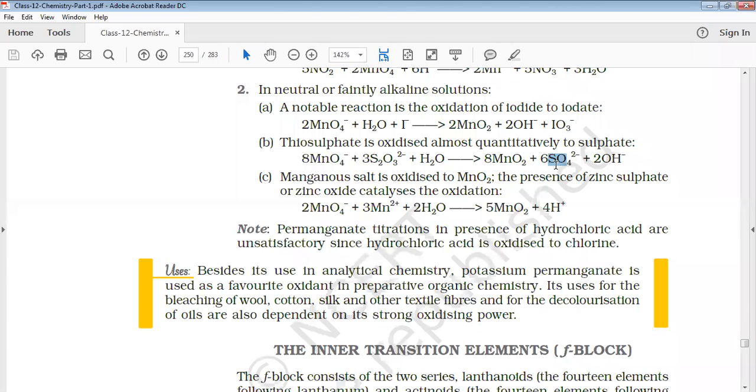So if you want to take that as an iodide form... Is my voice audible? Am I not audible?